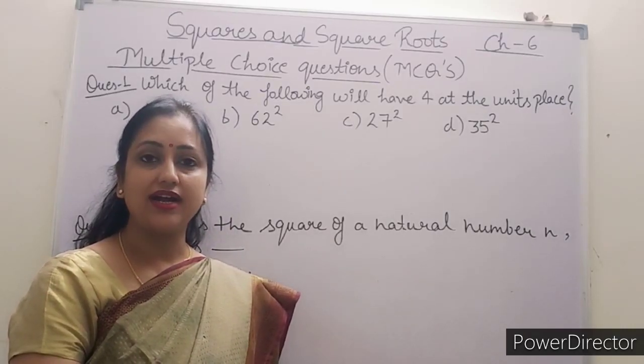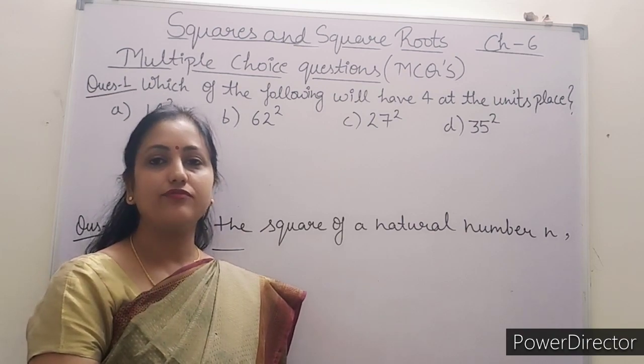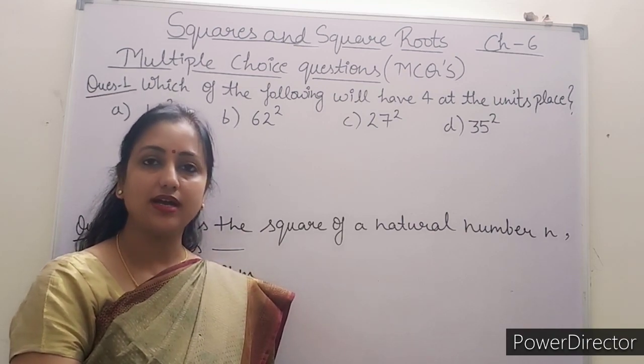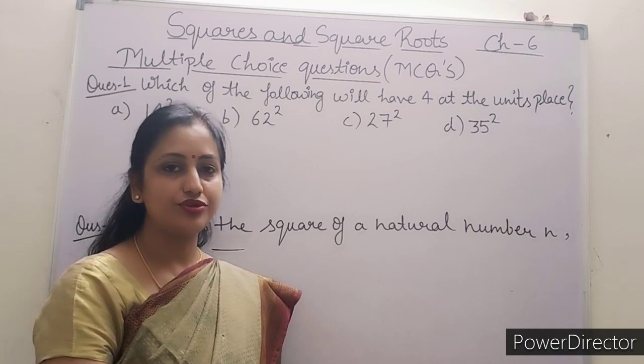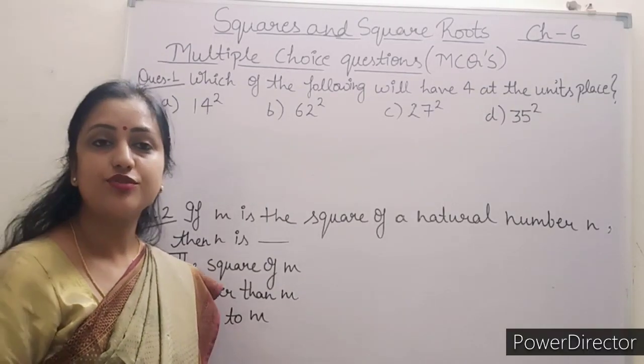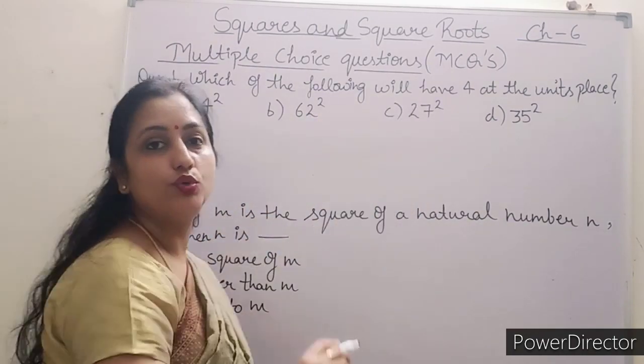Today I am going to start MCQs of the chapter Square and Square Root. Each question has 4 options and you have to choose the correct one. So now I am going to start the first MCQ question. The first question is: which of the following will have 4 at the unit place?